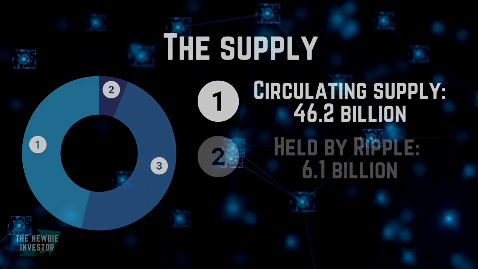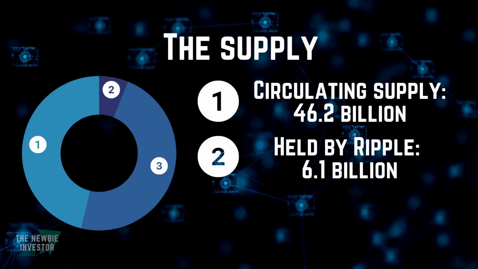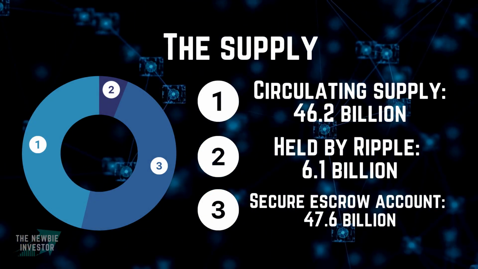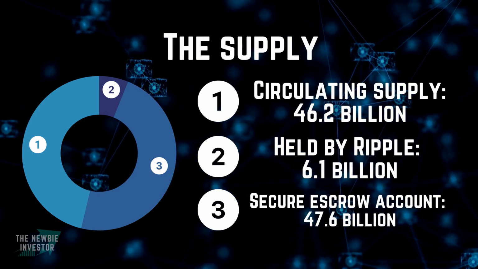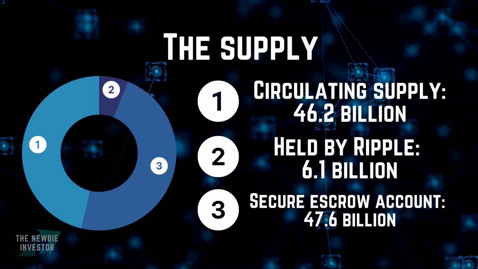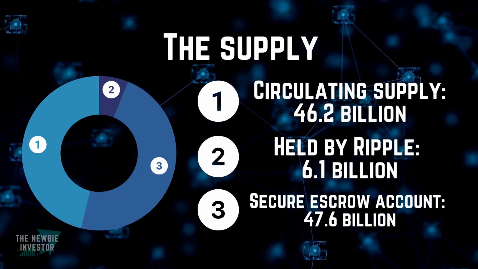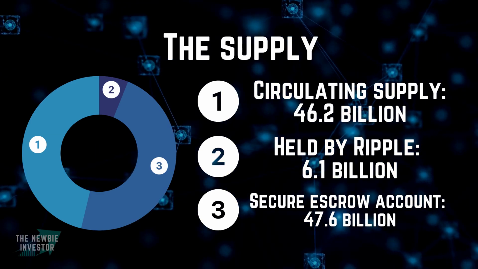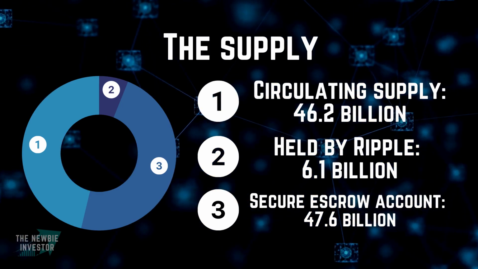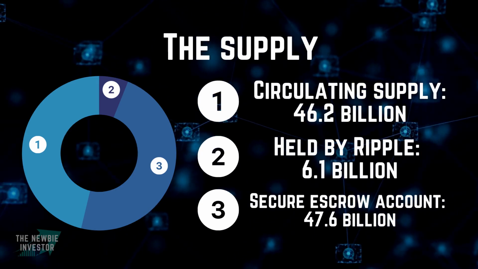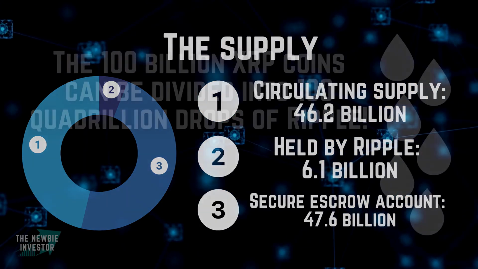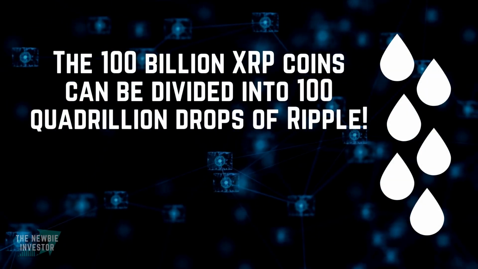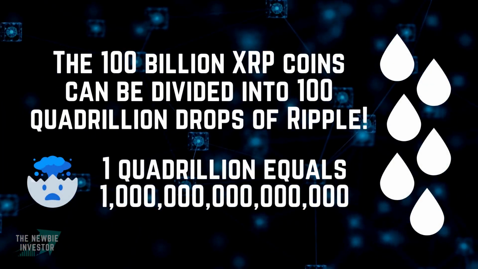However, there is an additional 6.1 billion XRP held by Ripple and an additional 47.6 billion held in a cryptographically secured escrow account, so the total supply can reach 100 billion if necessary, but it cannot go above it. If you're wondering why they're holding so much Ripple locked up, let's just say that the main idea is to keep it from flooding the market at the same time and to protect the liquidity of XRP. Also, even though the maximum supply is only 100 billion, Ripple can be divided down to 6 decimal points, which account for 100 quadrillion drops of XRP, which is quite a lot.